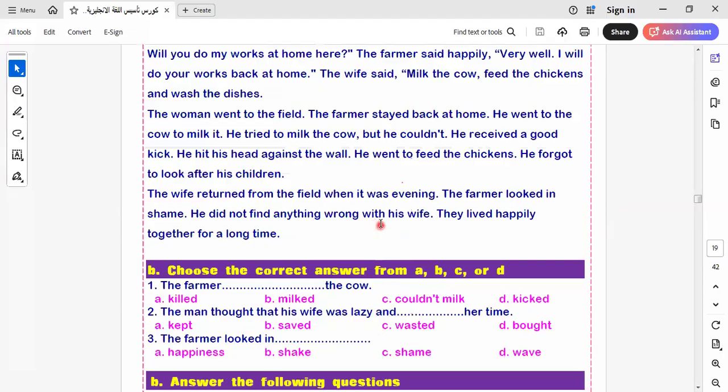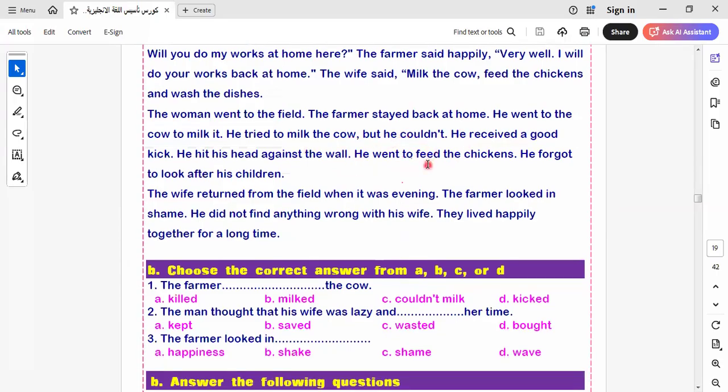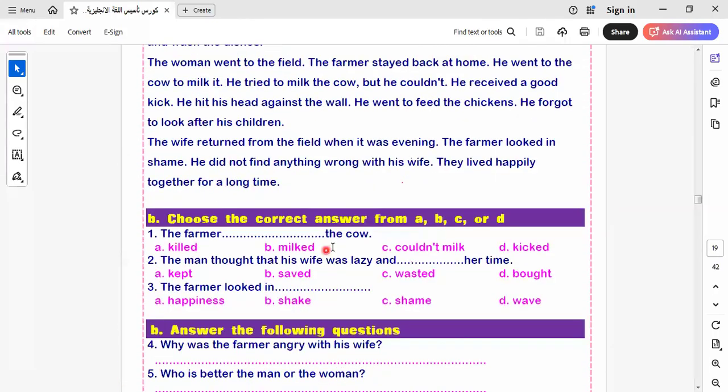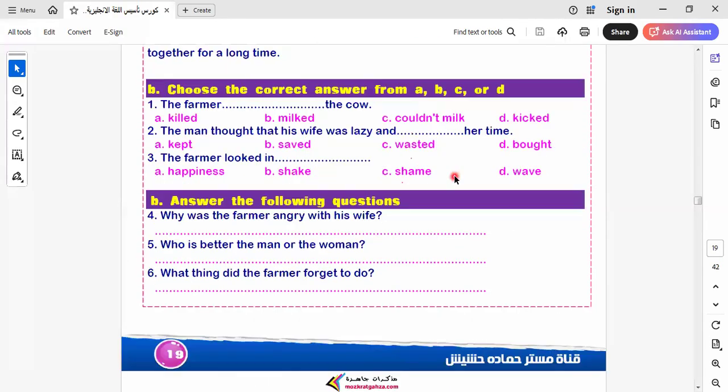What did the farmer forget to do? The farmer forgot to milk the cow. He forgot to look after the chicken, and he also couldn't milk the cow.